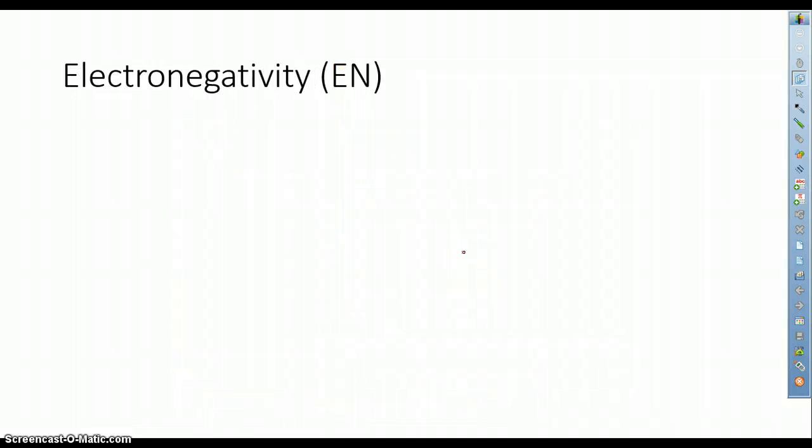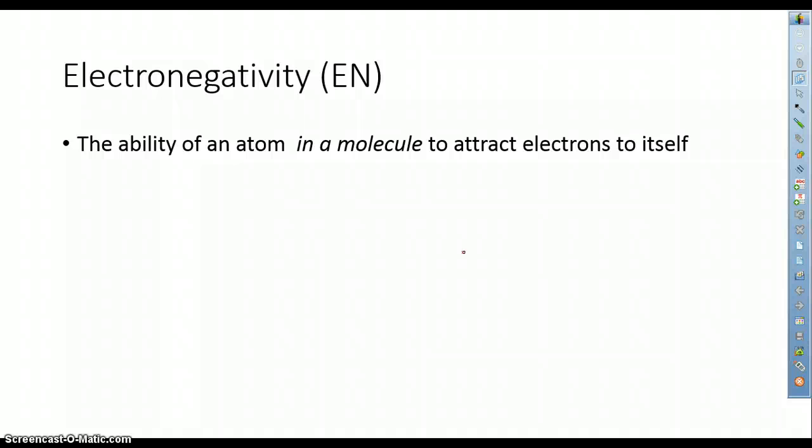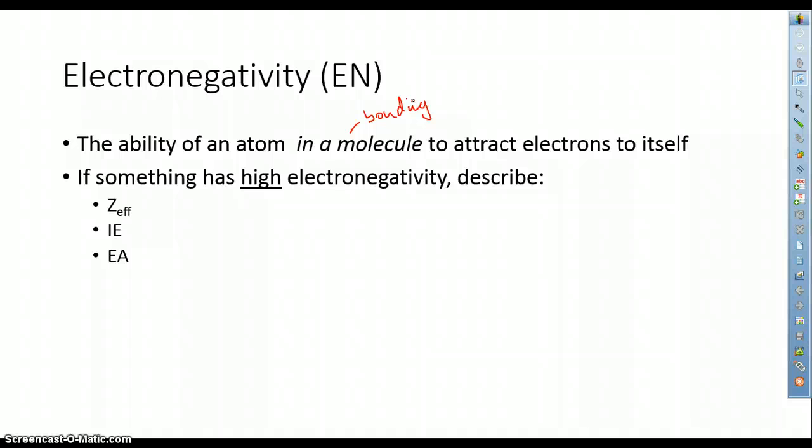Otherwise, electronegativity. This is the last trend that you will have to know. Essentially it's the ability of an atom in a molecule to attract electrons to itself. So specifically, there has to be a bond involved, some sort of bonding pair of electrons. Essentially, how well can a nucleus pull electrons towards itself? Now, if something has high electronegativity, meaning it has a high ability to draw electrons towards itself, how do Zeff, the ionization energy, and electron affinity work out? I'll give you a second to think about this.